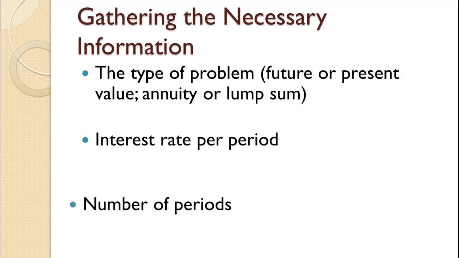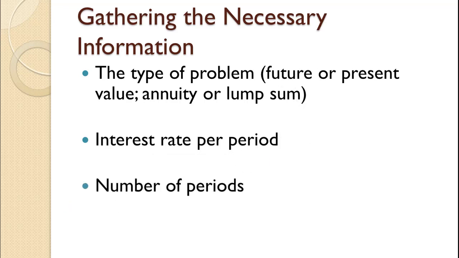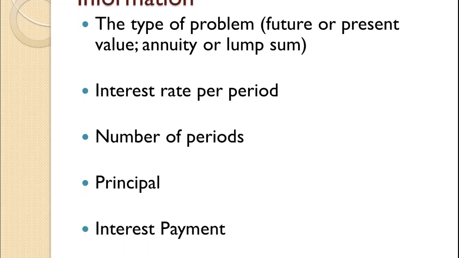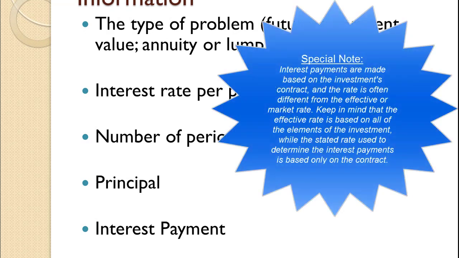In addition to the interest rate, we want to know the number of periods, not years, but periods or payments that it will be compounded over. Could be a payment or no payment, but we want to know how many periods are involved. Next, we need to know the principal, how much was invested or how much is going to be paid back, either way, depending on the question. And finally, if there are any interest payments being made, how much are they? So that's our necessary information.